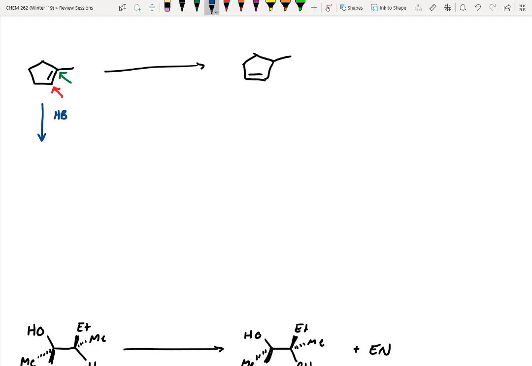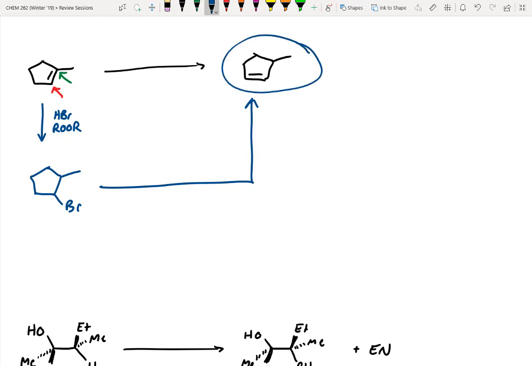All right, so now how can we install a leaving group onto that red position? HBr and ROOR, the peroxides. So that does our anti-Markovnikov halogenation. Now we're actually one step away from our final product. How can we try to get that alkene, meaning our final product? Adding a base. What type of base? A big bulky base, right? We want the Hofmann elimination product.